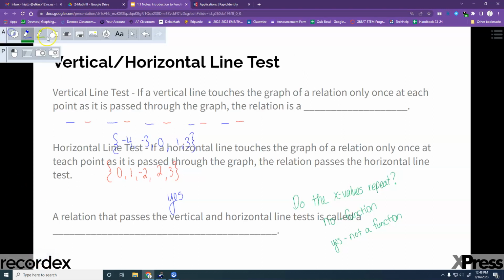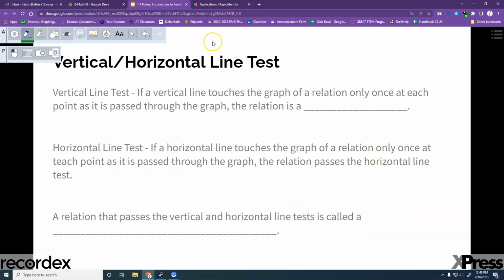So for the graphs, there is one thing you have already hopefully done and another that I'm going to throw on you that's going to be new. You should have learned about the vertical line test in Math 1. The vertical line test says if a vertical line touches the graph of a relation only once at each point as it is passed through the graph, the relation is a function. So we put function right here.